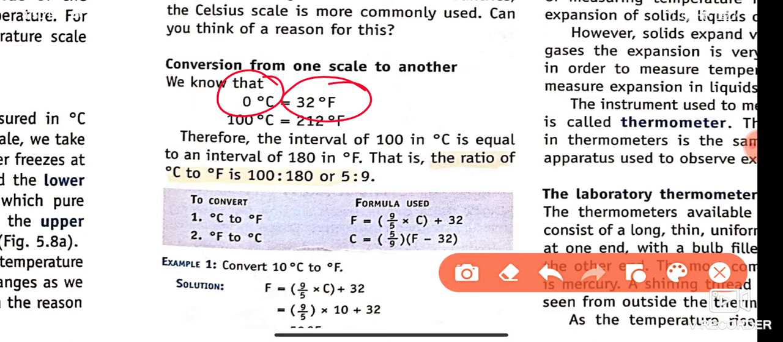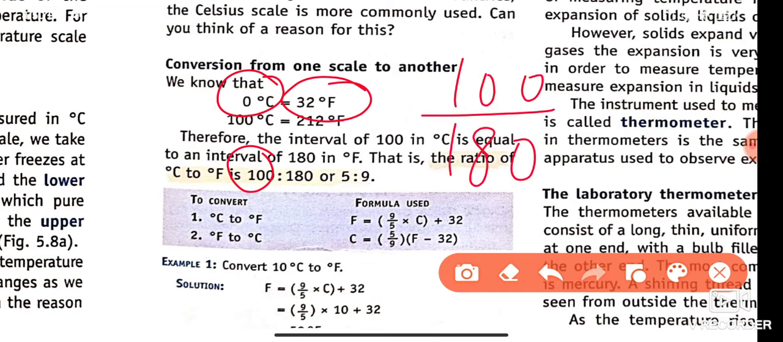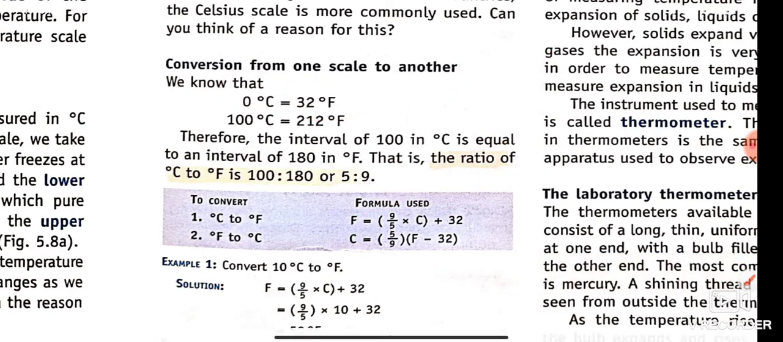Now we compare the upper values, the total divisions in the Celsius and Fahrenheit scales. We know that the total divisions in the Celsius scale is 100 and in the Fahrenheit scale is 180. Then we make the ratio of both of them: cancel the 0s, 10 divided by 5 is 2, and 18 divided by 9 is 2. So we obtain the ratio 5 to 9 here.